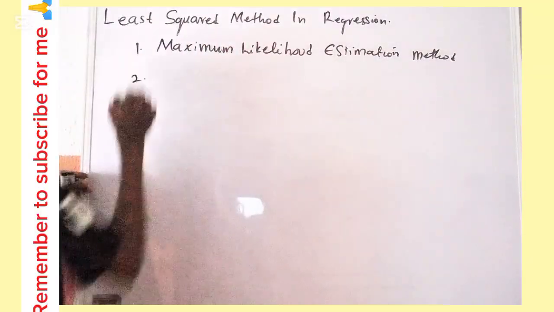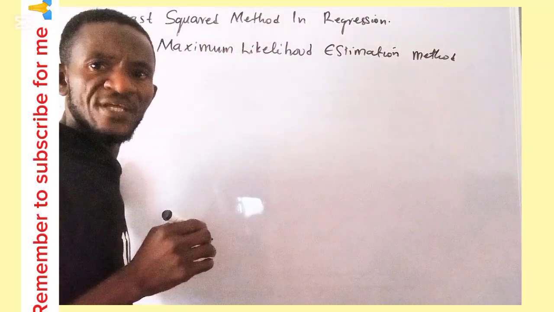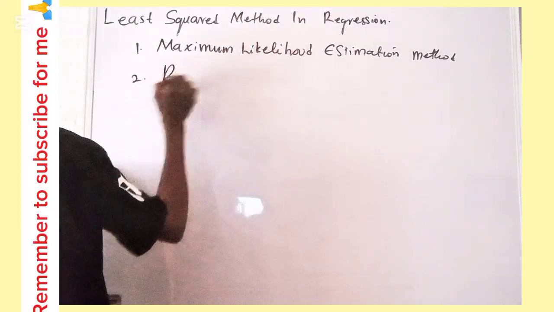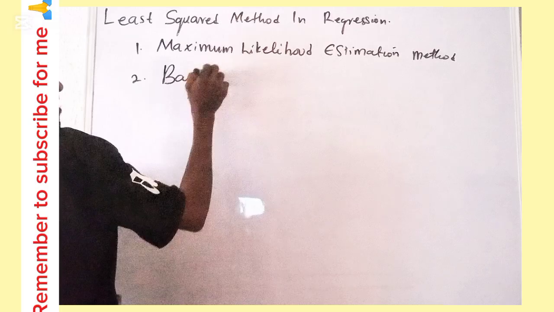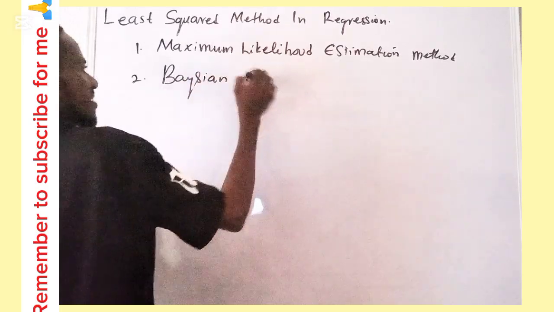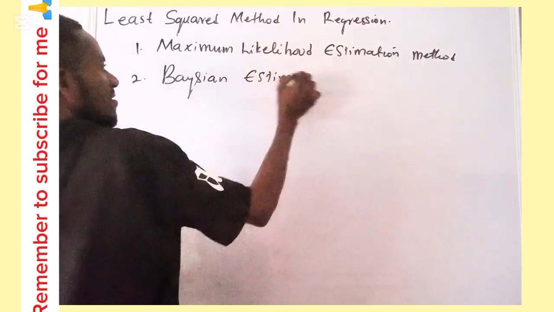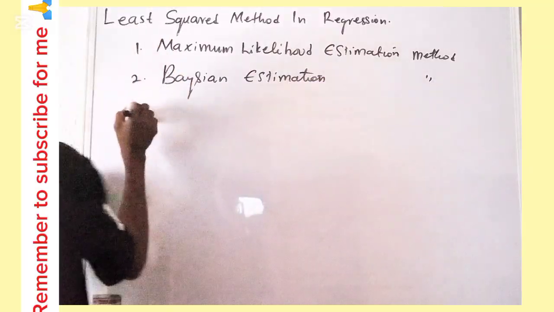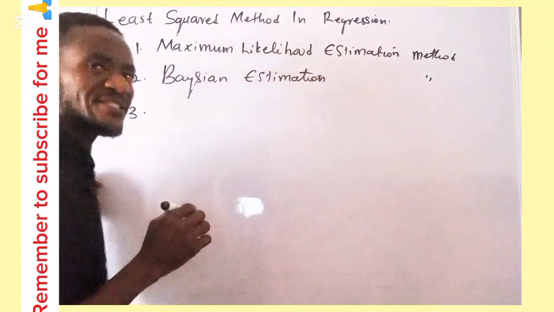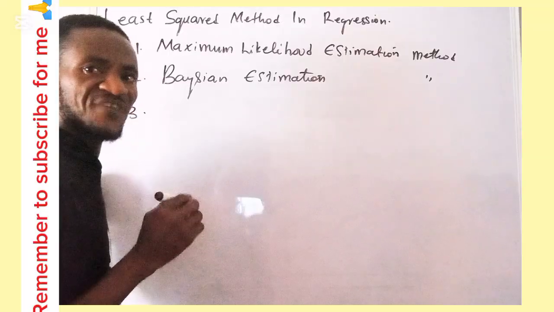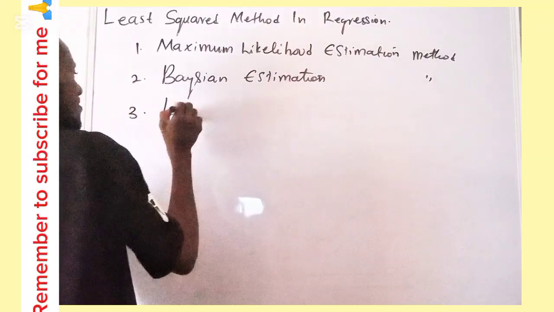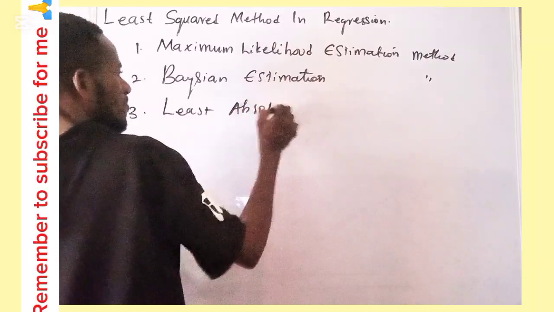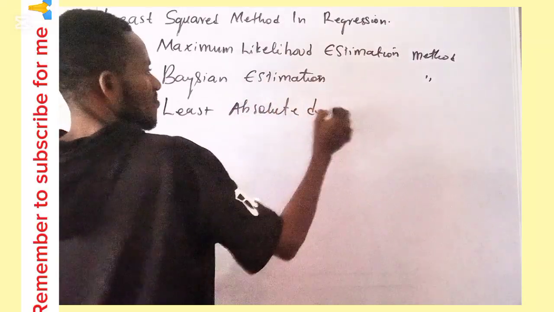Number two, we have what we call the Bayesian estimation method. Number three is called the least absolute deviation method.